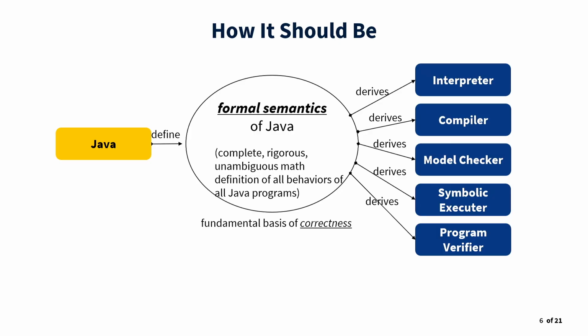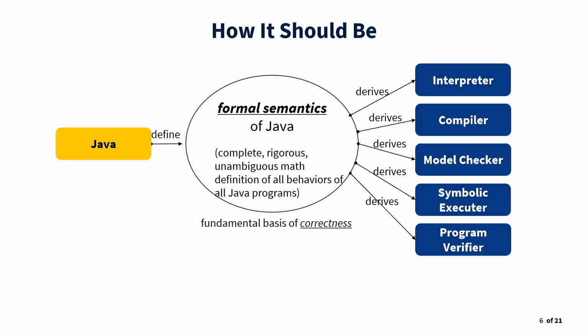Well, because once you have a formal semantics of Java, then in principle you have all the information to do these tools. So you don't need to implement the tools by yourself. All the tools can be derived in a fully automatic way from this formal semantics of Java. So as you see here, we can derive from the formal semantics of Java all these tools, interpreter, compiler, a model checker, and so on, fully automatically. So this formal semantics serves as the fundamental basis of correctness.